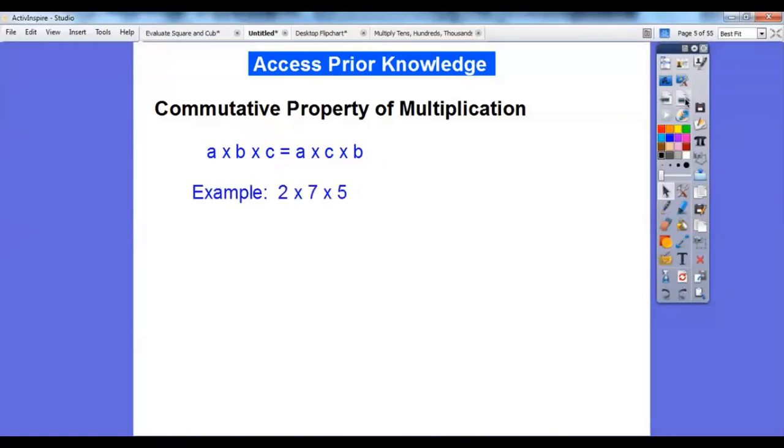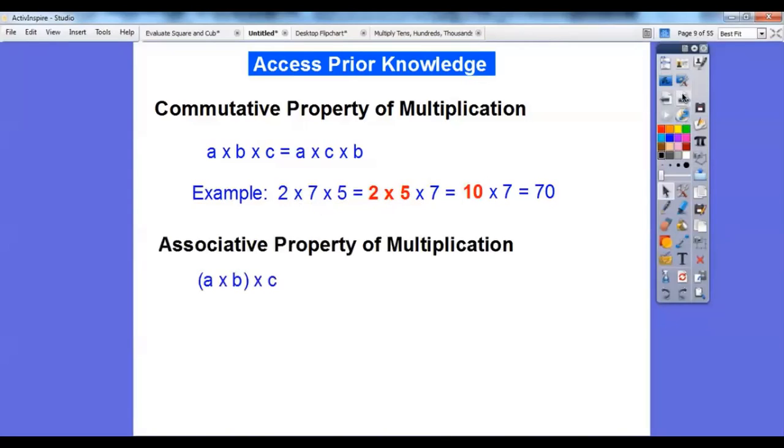For example, if I did 2 times 7 times 5, I can commute the 7 times 5 around this multiplication symbol and make it 5 times 7. Then I can multiply 2 times 5 first, and 2 times 5 is 10, and 10 times 7 is 70. You get 70 if you did 2 times 7, which is 14, and then 14 times 5 is also 70, but that's one good trick you can use by the commutative property.